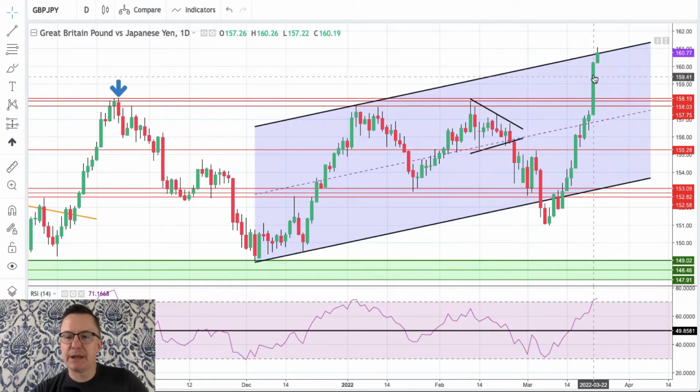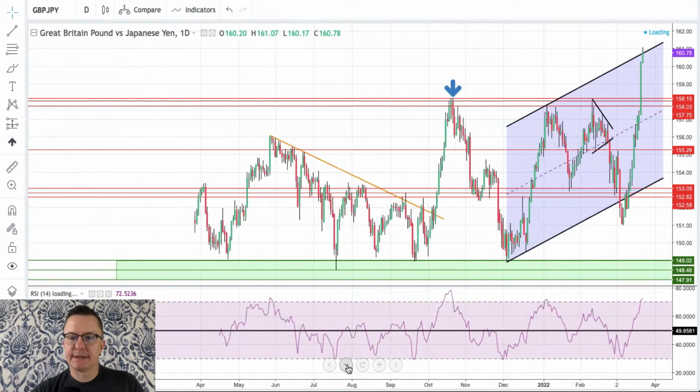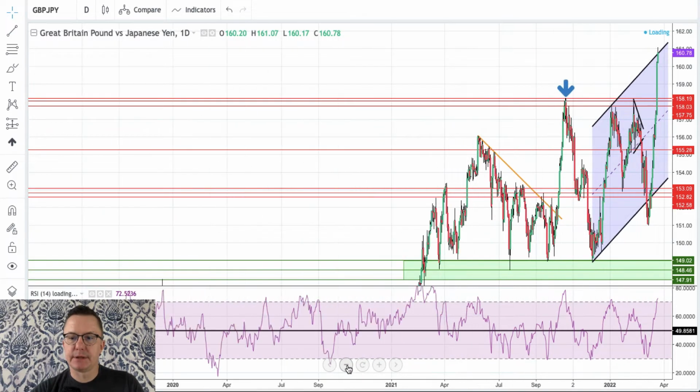Yesterday, a big candle, lows at 157.22, highs at 160.26, which means this is a high or wide spread daily candle, which means bulls are in total control of this market. The next target is seen a little bit higher.